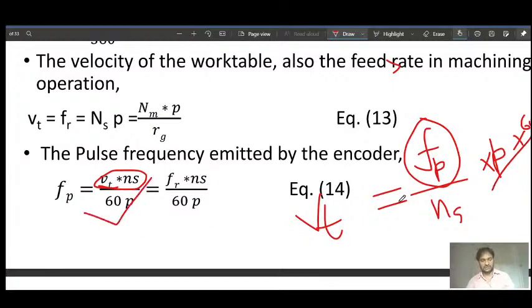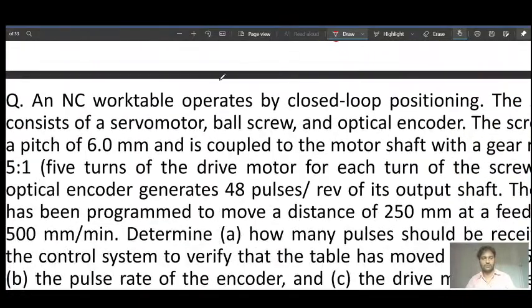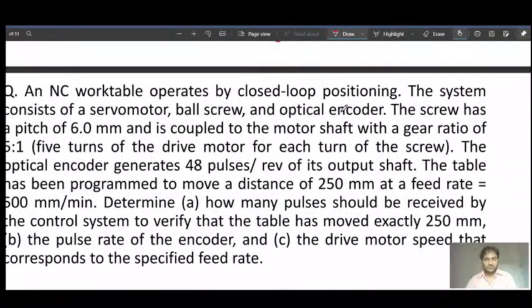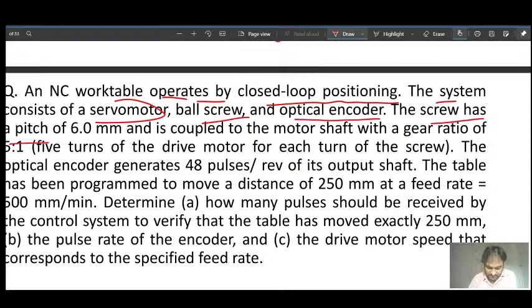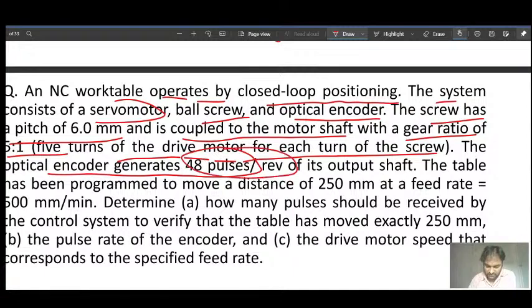Let's solve a numerical. An NC work table operates by closed loop positioning. The system consists of a servo motor, ball screw, and optical encoder. The screw has a pitch of 6 mm and is coupled to the motor shaft with a gear ratio of 5:1, that is 5 turns of the drive motor for each turn of the screw. The optical encoder generates 48 pulses per revolution of its output shaft.